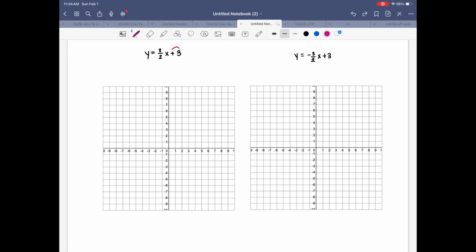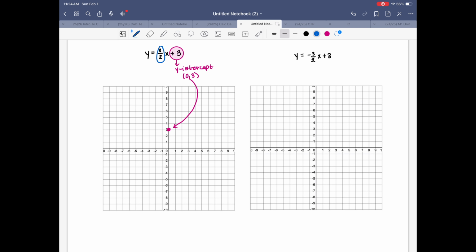To start graphing a line in slope-intercept form, you'll need to identify the y-intercept. Usually this is the last number in the equation. It's always the number not touching x. In our first example, this is the 3 in our equation, so that means you will start by plotting 3 on the y-axis. Next, you will identify the slope.